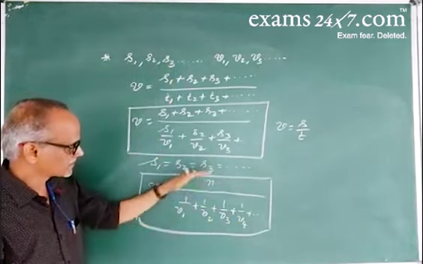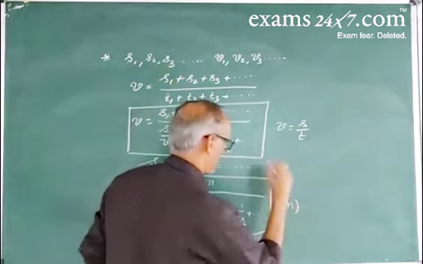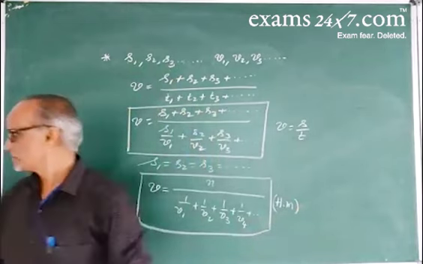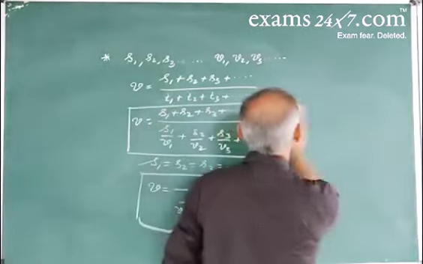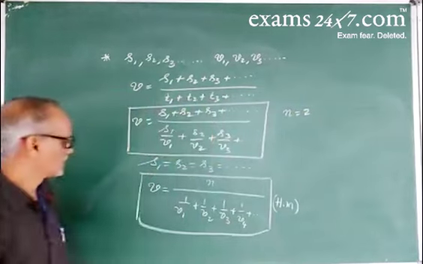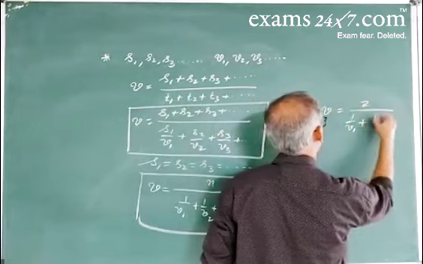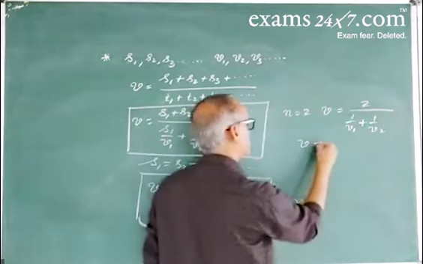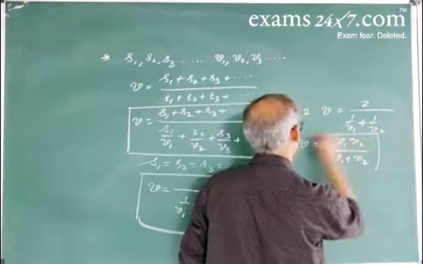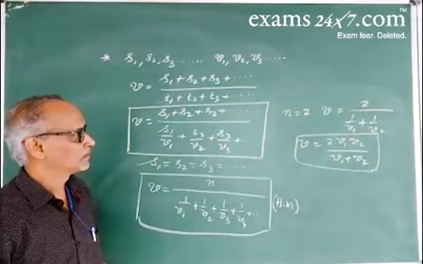And what is important is this equation is of the format of the harmonic mean. It's a harmonic progression, out of which we can again take special cases. If there are two equal distances, then we get v is equal to 2 by (1 by v1 plus 1 by v2). And on simplifying, we get v is equal to 2 v1 v2 by v1 plus v2. That is for two equal distances.